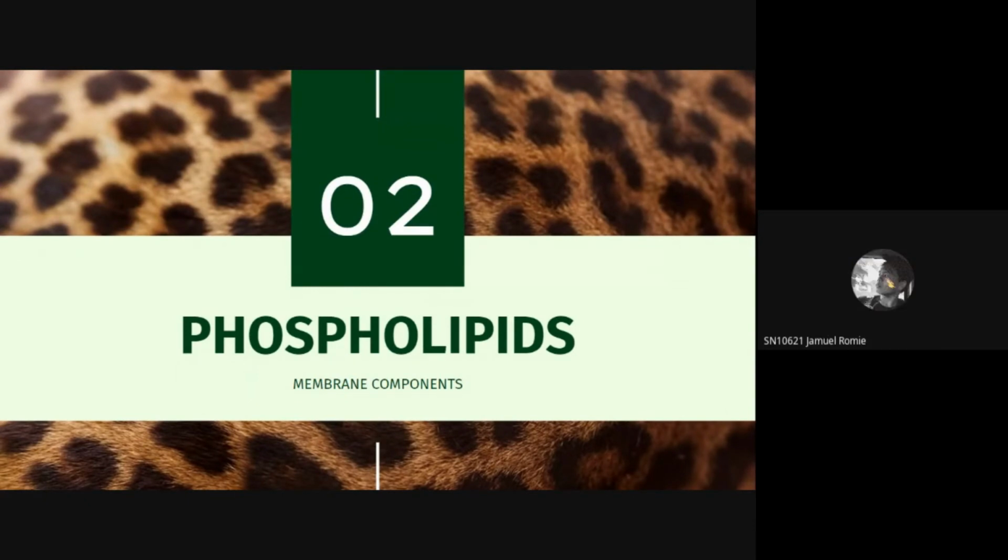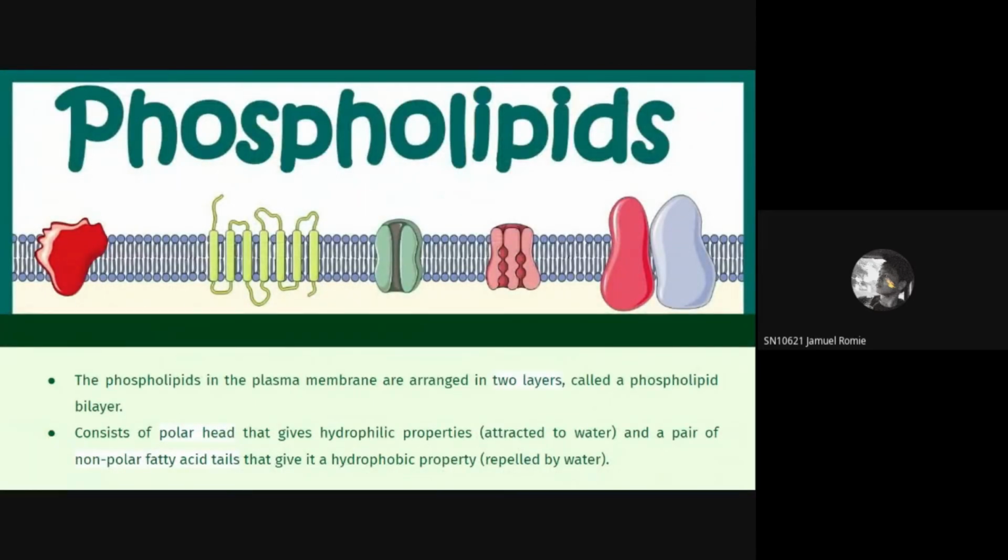Hello everyone. So now I will explain what a phospholipid is. The bulk of the plasma membrane that surrounds the cell consists of a phospholipid bilayer, as we can see in the picture. In the Greek words, phos means light, while lipos means fat. These phospholipid molecules consist of two parts: a polar head that gives hydrophilic properties, which means it is attracted to water, and a pair of non-polar fatty acid tails that give hydrophobic properties, which also means it is repelled by water. Next slide.